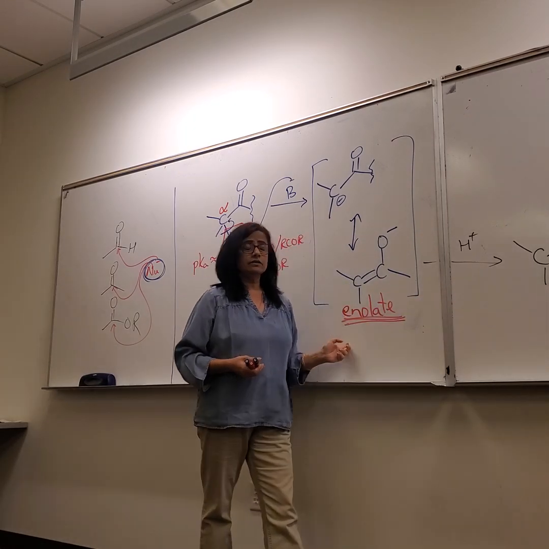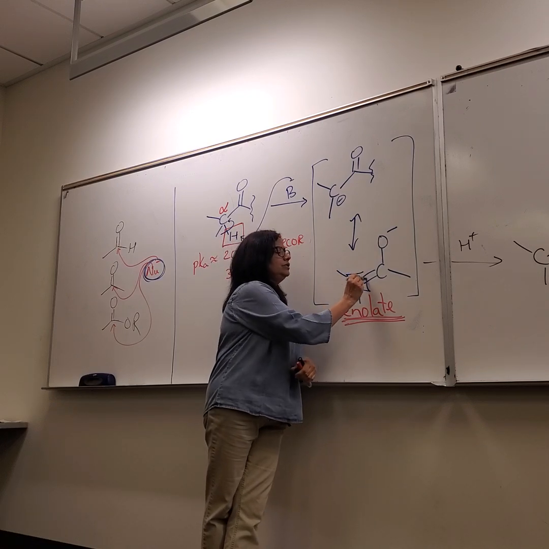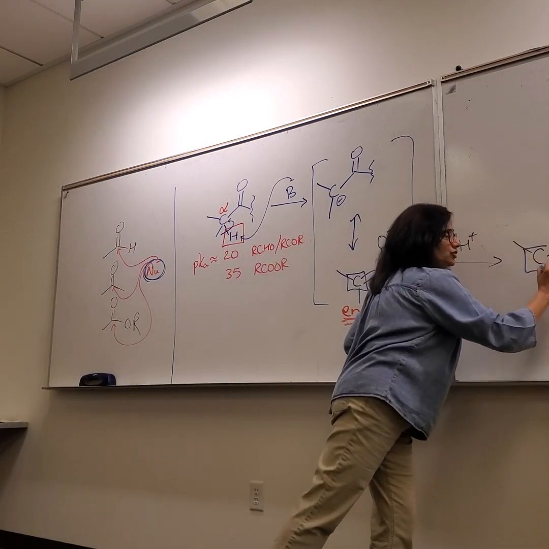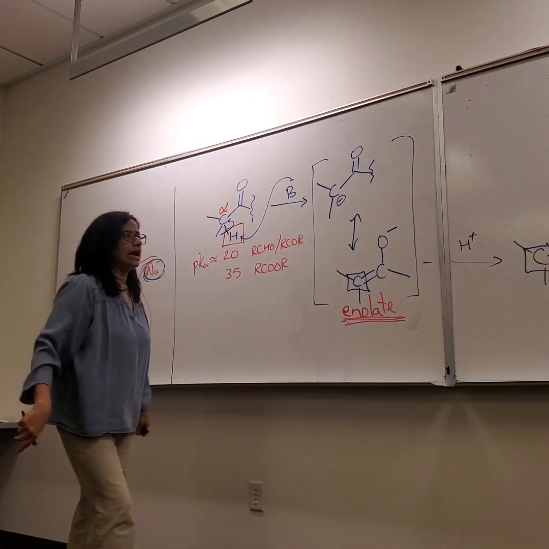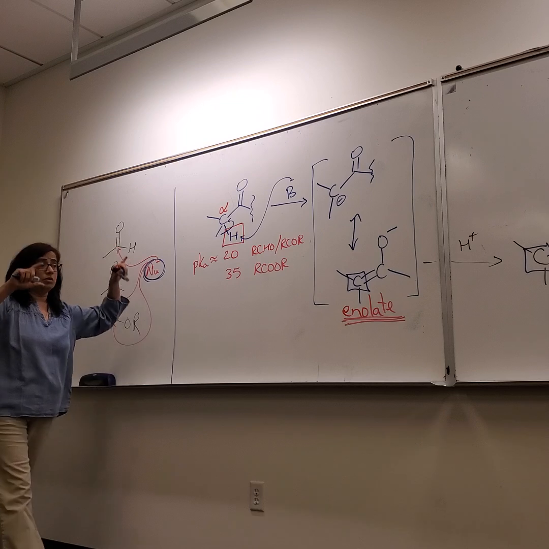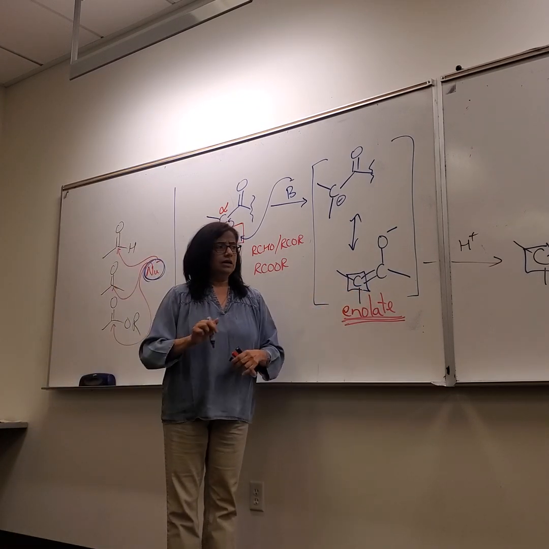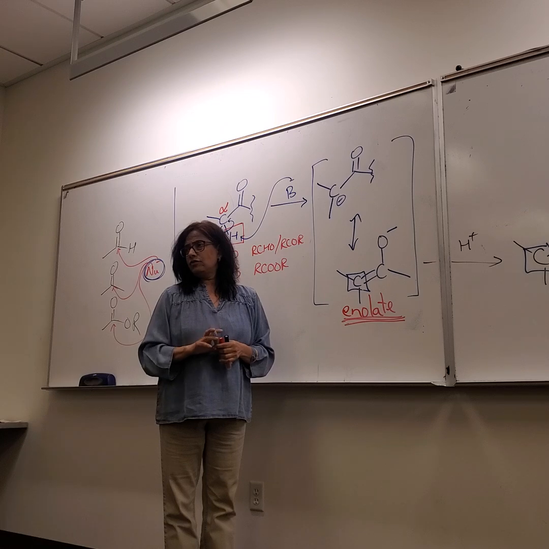Enols and enolates cause the alpha carbon to become electron rich, and we'll see that as we go through different reactions. Everything is now going to happen on the alpha carbon, as opposed to the electrophilic C double bond O reactions. Sounds okay, everybody, so far?